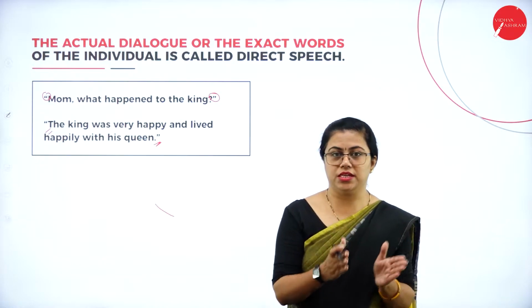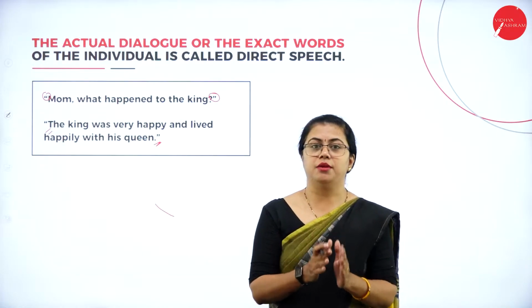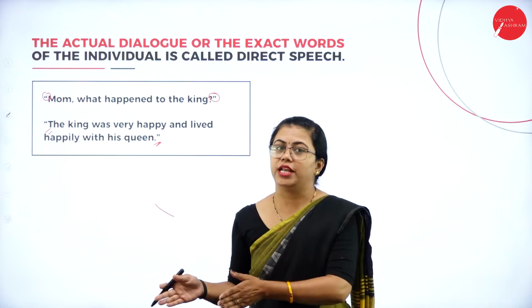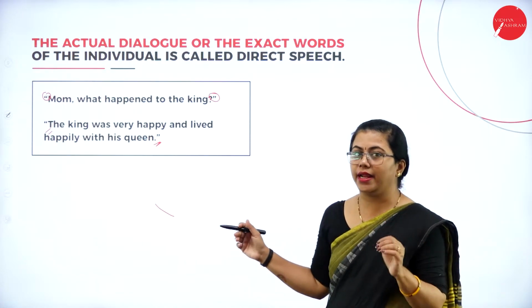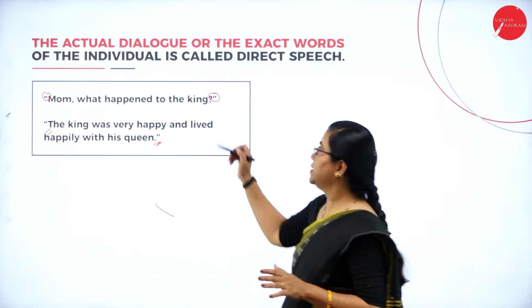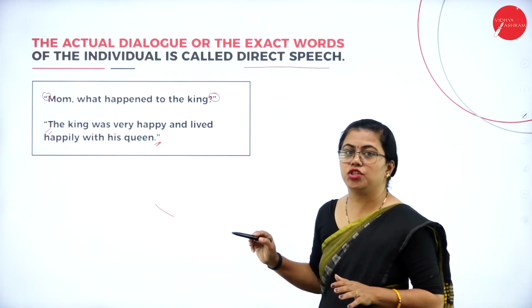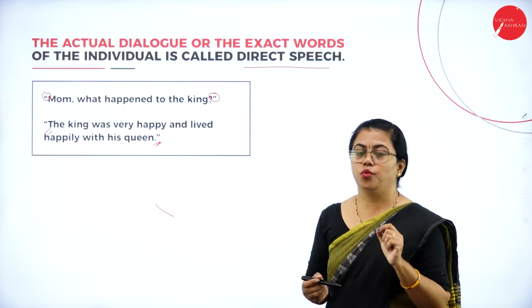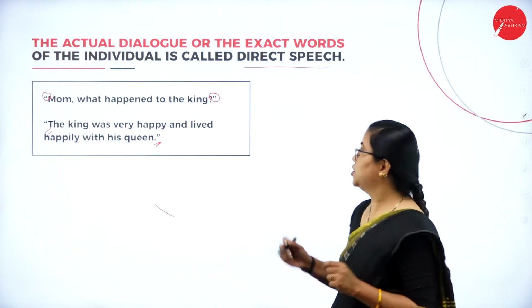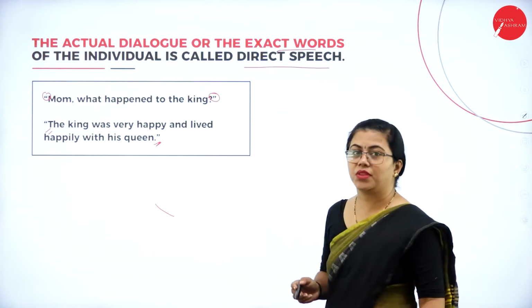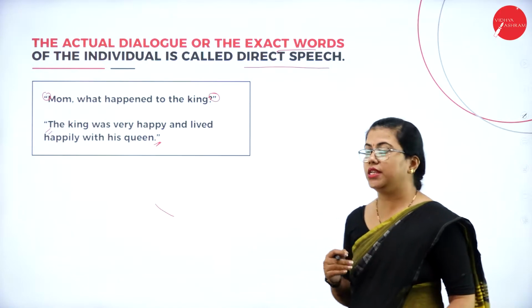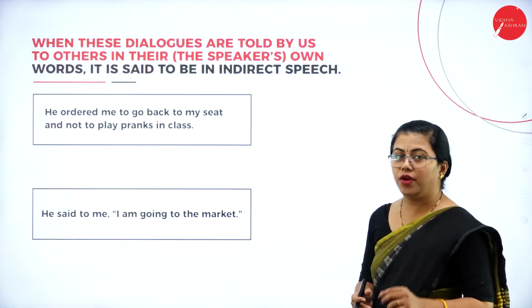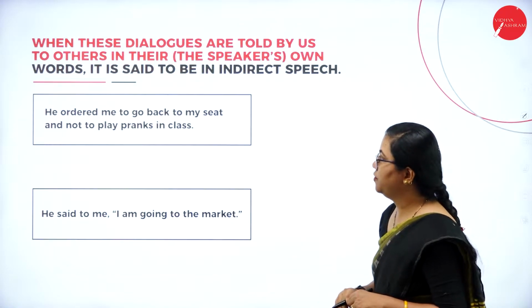Means what the speaker is telling, the same words are being used here in order to tell it to the listener. So since you are quoting the direct words of the speaker, this is said to be in direct speech. Direct speech is that which has the exact words of the speaker. The individual who is speaking, the exact words are quoted here in direct speech. Fine. So you can go to the next set of conversation here.